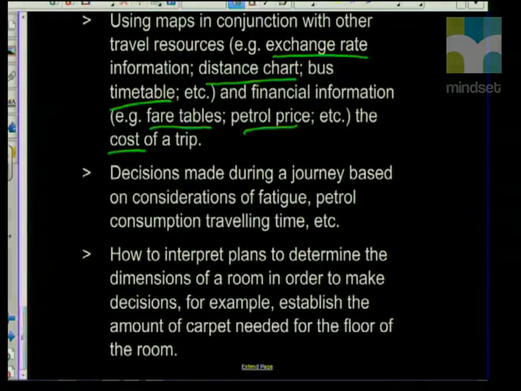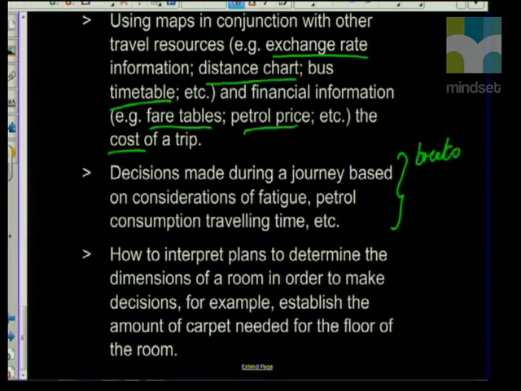And then going on to decisions made during a journey based on considerations of fatigue, petrol consumption, and travelling time. So they might be asking you to comment on where would you take your breaks, and those types of questions.